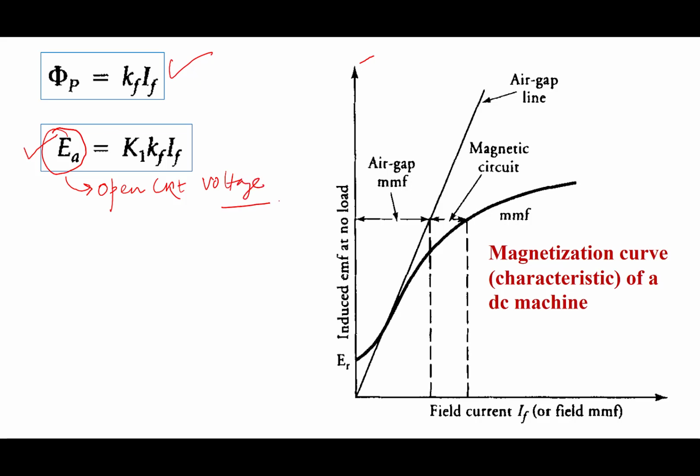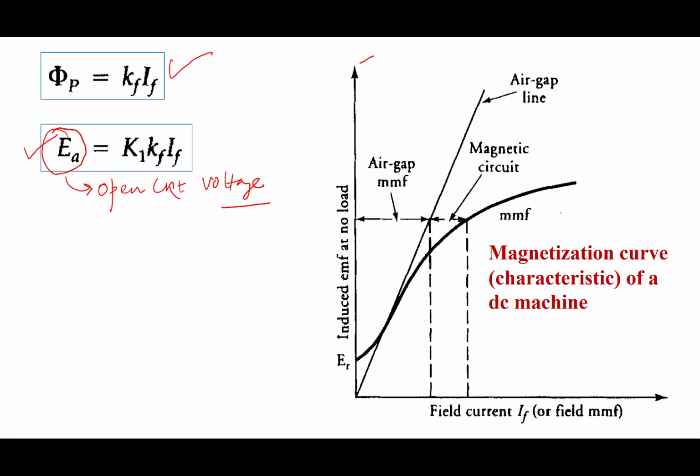So EA will be equal to K1 KF IF, right? Now if I plot this EA, that is the induced EMF, versus the field current, that will give me the magnetization characteristic. But now the question is, why is this magnetization characteristic looking like a curve? Why is it not a straight line? Because of the effect of hysteresis.